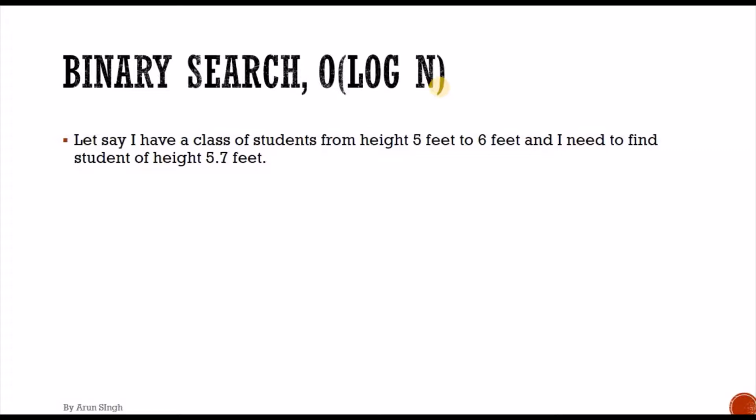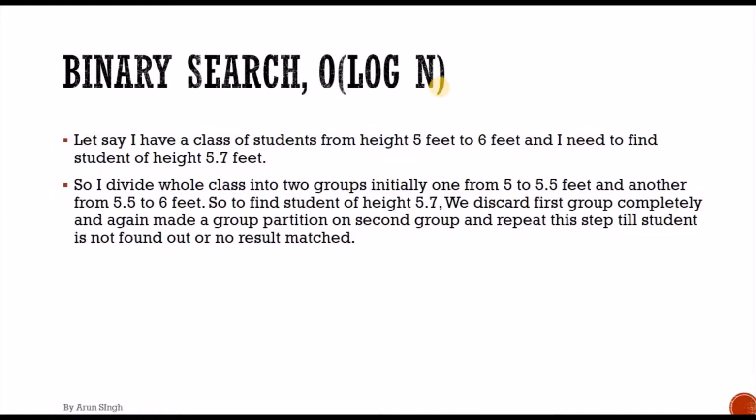In binary search, I will divide the whole class into two groups. Initially, one from 5 to 5.5 and another from 5.5 to 6 feet. Now, I am searching for 5.7. So definitely my 5.7 cannot lie between 5 to 5.5. So I will discard that half group completely. And now I will search from 5.5 to 6 feet. Now again I will divide, that is 5.5 to 5.75 and from 5.75 to 6 feet.